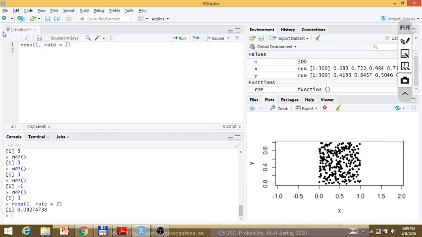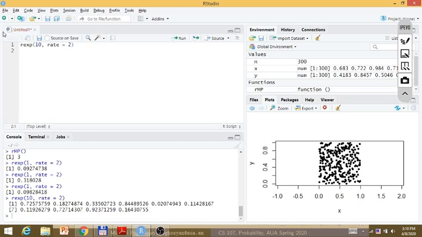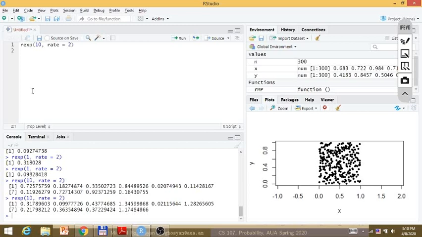So I'm generating, it is giving 0.09. I'm generating again, 0.3, 0.09 again. If I want 10 random numbers from exponential with parameter 2, I'm writing just 10. It is giving 10 numbers. Another 10, some numbers. So to have the picture of that, let's do the following.